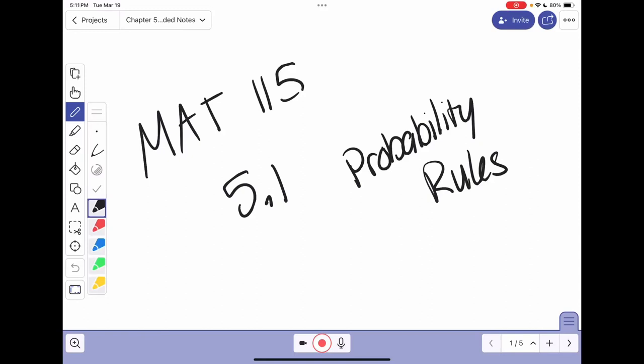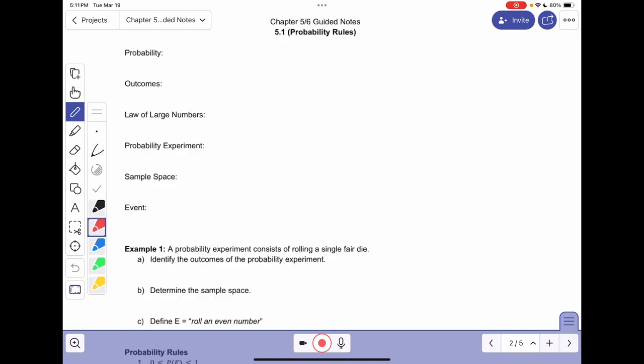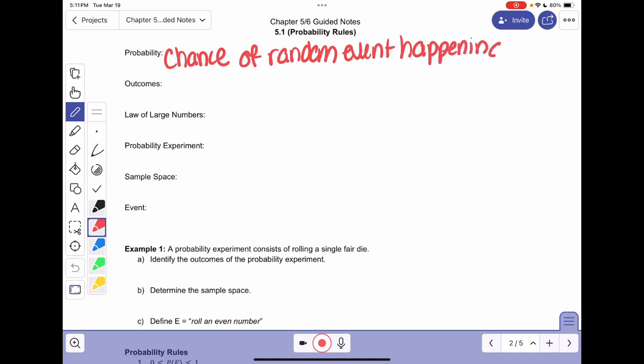This video is going to cover section 5.1 for UMA statistics, probability rules. Probability is just the chance of a random event happening. Outcomes are the random results.